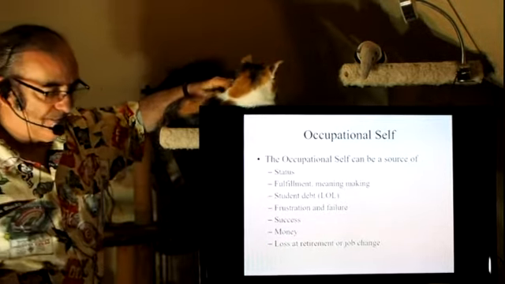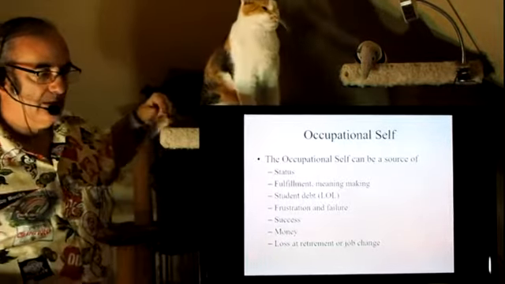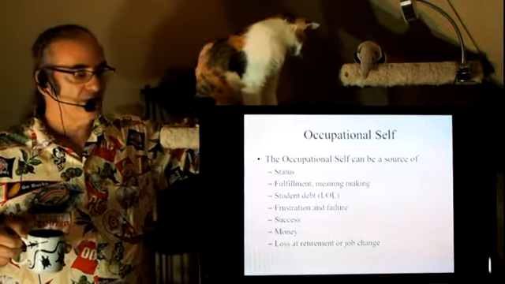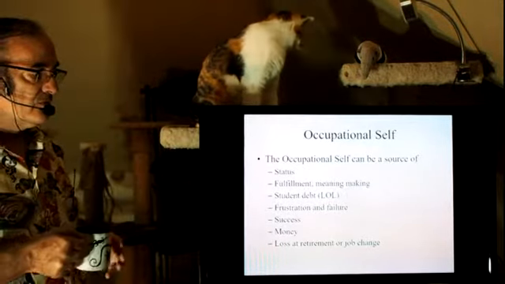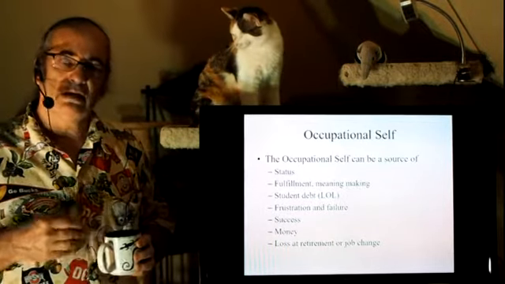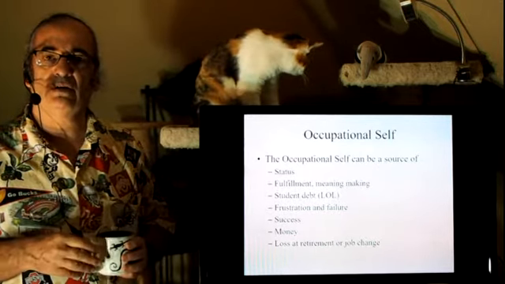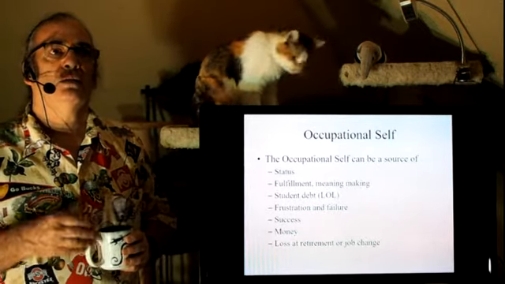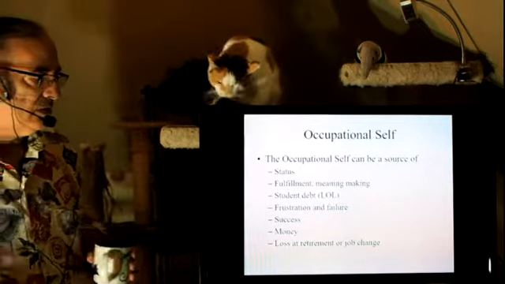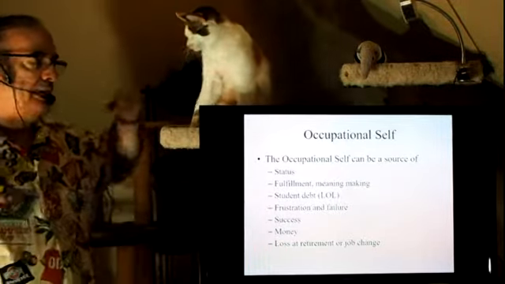Now, the occupational self. I've been reading some fascinating work. I was reading Paul Tillich's book to brush up on my existential psychology philosophy specifically for this course. And in the United States, I think one of the most core selves that our culture has kind of wedded us to is our occupation and our occupational status, right? And it can be a source of status, fulfillment, meaning making. What am I about? What do I do?